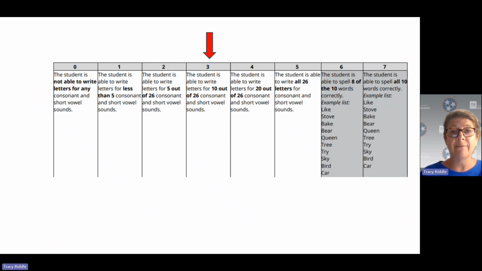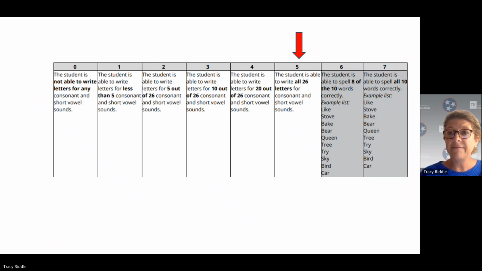In order to score a level 3, they receive 10 out of 26 correct. At level 4, the students are able to write at least 20 out of the 26 letters correctly, and that receives the score of a 4. If the student is able to write all 26 letters for each consonant and vowel sound, that's the score of a level 5. If students have mastered this standard at level 5, then you can assess the first grade standard.